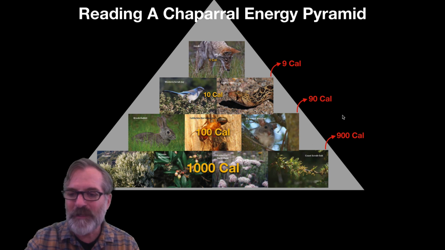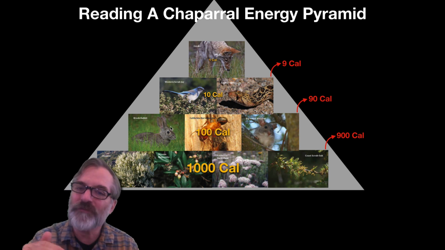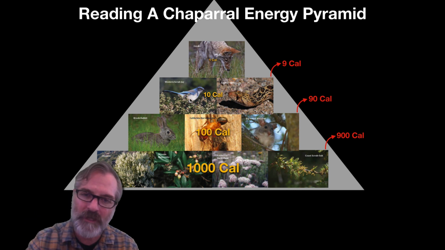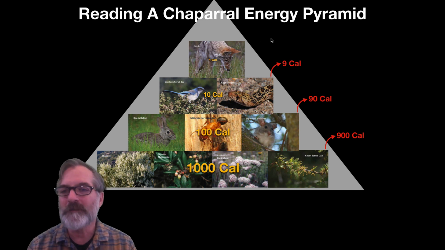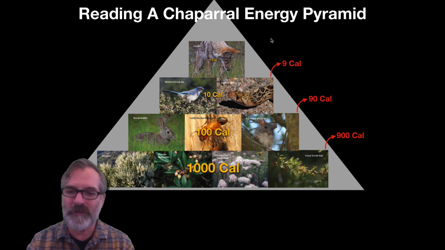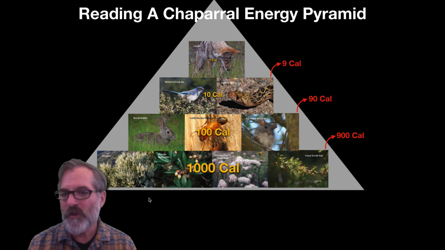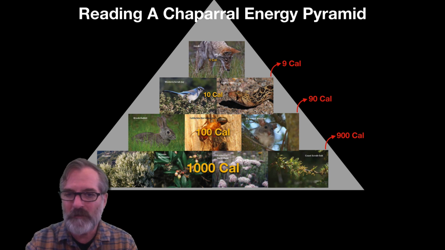And so this is 90% lost, 90% lost, 90% lost. And as you go up this way, 10% is transferred to the next feeding or trophic level, 10% is transferred to the next feeding or trophic level, and then 10%. So that is why in Ramona, we have very few mountain lions, because it takes a huge amount of energy at the bottom to support mountain lions. Or even bobcats, for that matter. Bobcats could be up here as well.